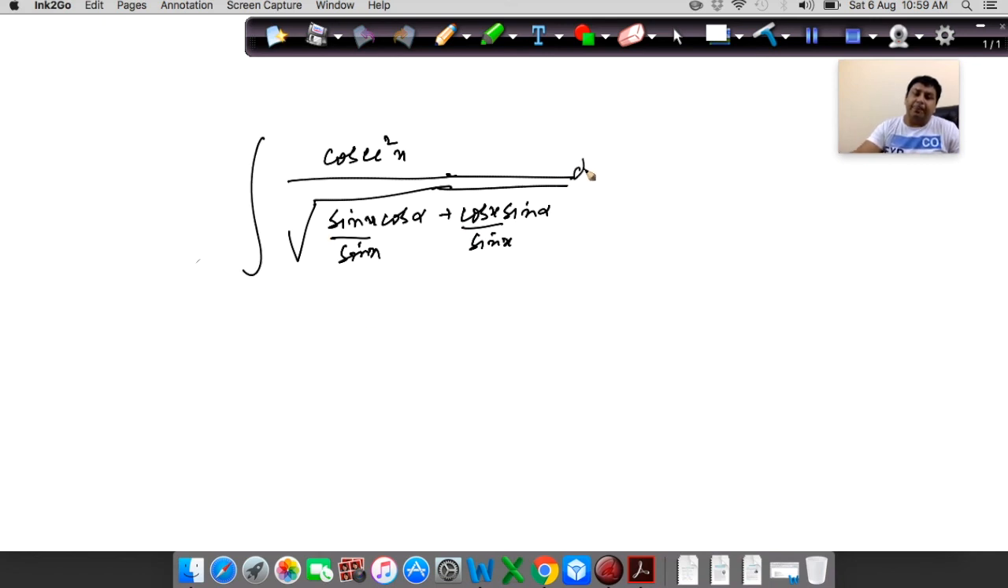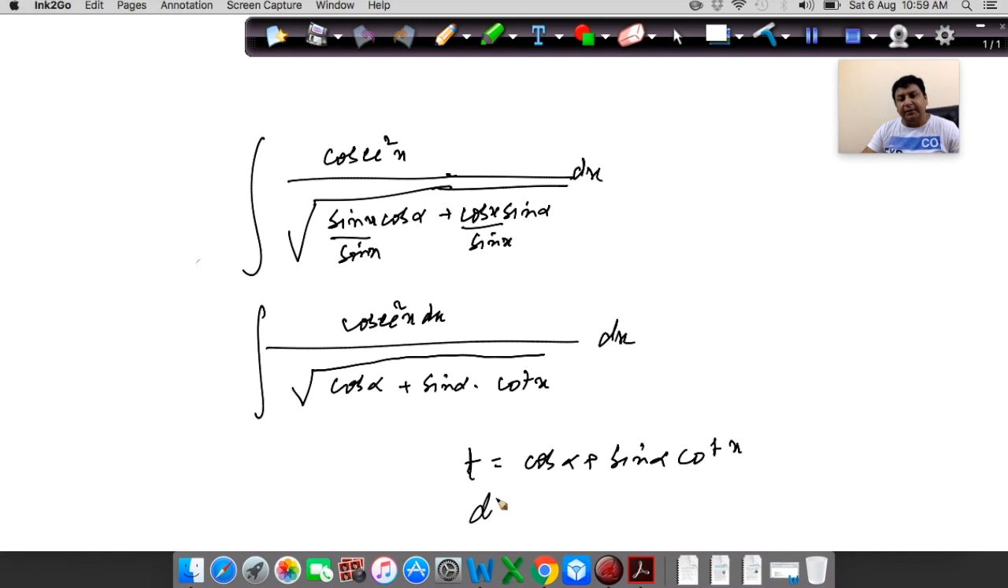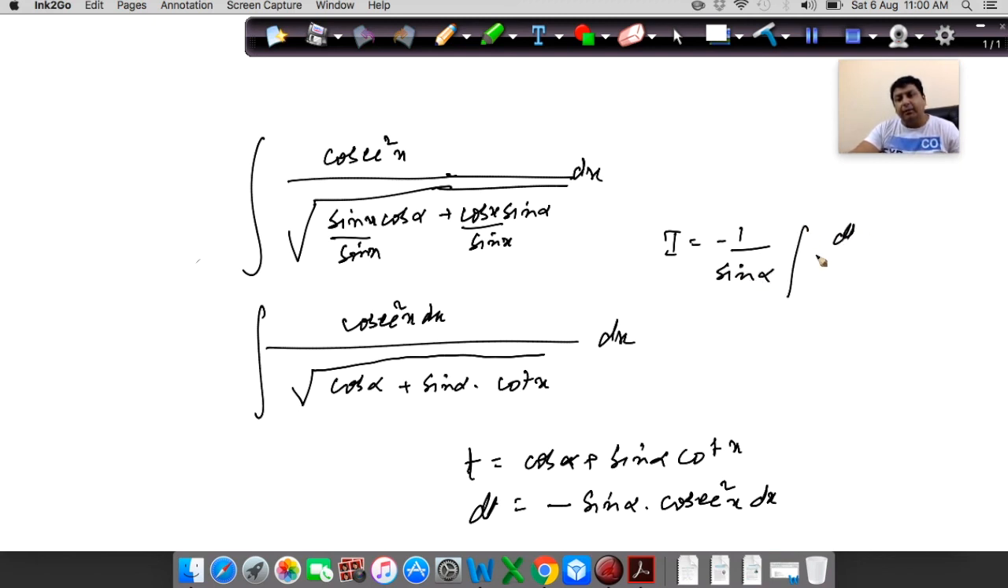So what you get is cos alpha plus sin alpha into cot x. So we'll take this whole thing as t. Take t equals cos alpha plus sin alpha cot x. So if I differentiate this, I'll get dt equals 0 because cos alpha is a constant, and cot is minus cosec square, so you get minus sin alpha, the constant kept outside as it is, cosec square x dx. So you see that you have this cosec square x already. So your integral will change to minus 1 upon sin alpha, and you get a dt upon root t, which is 2 root t. Put the value back and it is done.